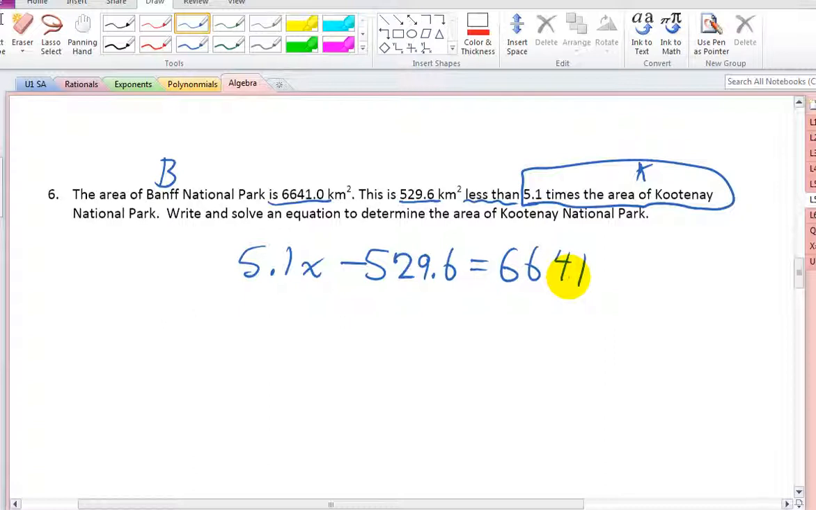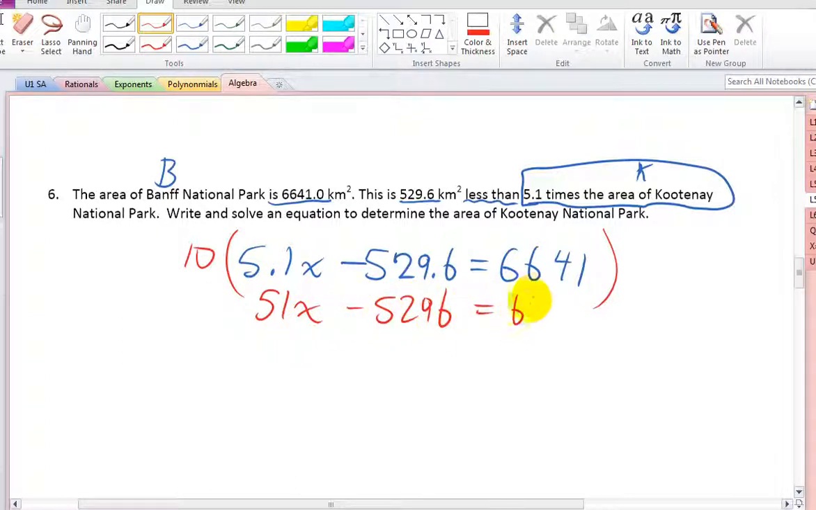Now you could get rid of your decimal if you wanted. You don't have to get rid of your decimal, but you could. And to do that, what would you multiply by? Not 100. Yeah, because it's only one decimal, you only need 1 0. Okay, so it'd be 51x minus 529.6 equals 66410. Now, some people don't like doing that. That's okay. It's not a big deal. All right. Any questions?